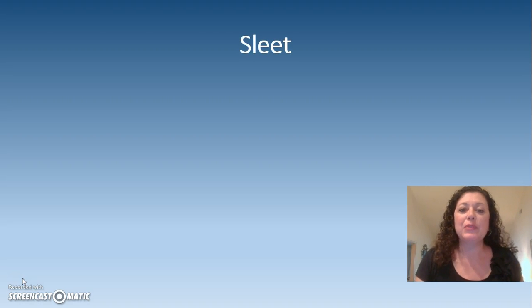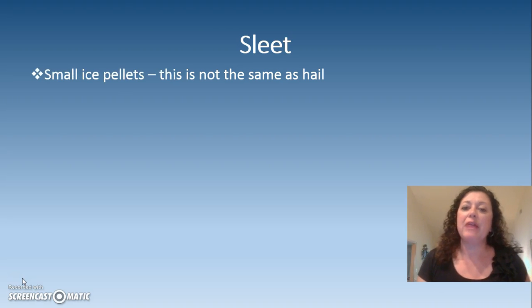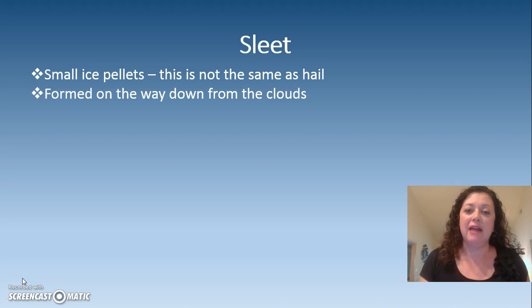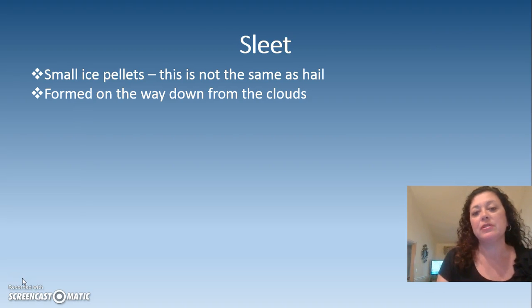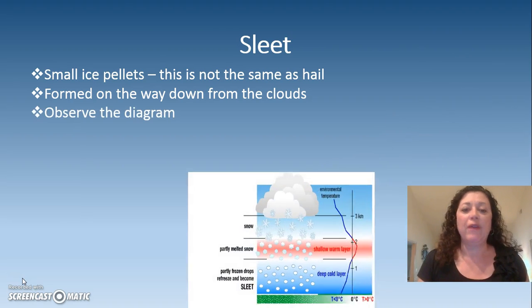Okay, the next type of precipitation is sleet. Now, if you're like me, I used to think sleet was just small hail, just little particles of hail, and it was a lot smaller, but it was just called sleet. But that's not the case. Sleet is formed on the way down from the clouds. Hail is formed up in the clouds, as we'll see in just a minute, and sleet is formed in the air away from the clouds.